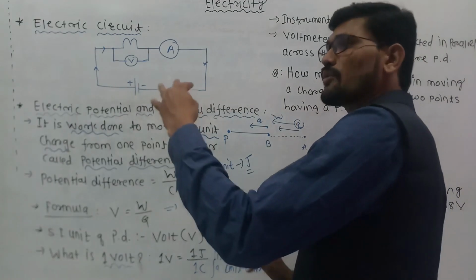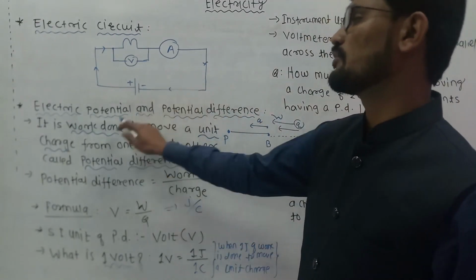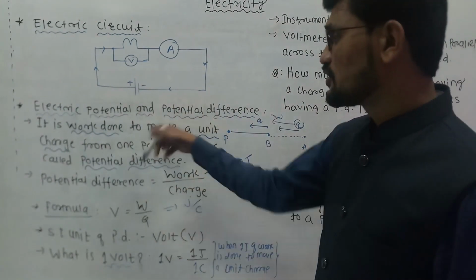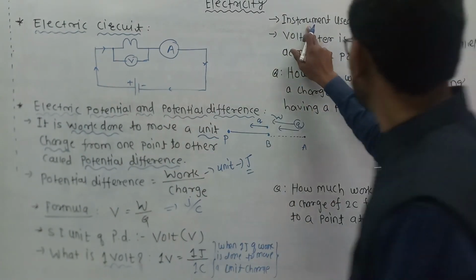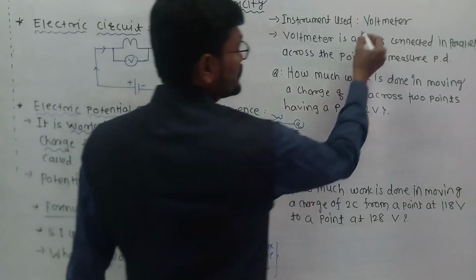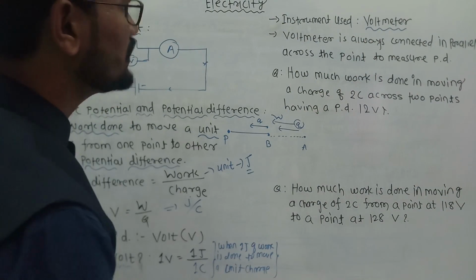Just to move a charge from one point to another point, we want to do some work, and that work is what is to be called the potential. Work done on a charge is to be called the potential. Similarly, obviously, we want some instrument. What instrument is going to be used to measure this potential difference? Voltmeter. Voltmeter is used to measure the potential.